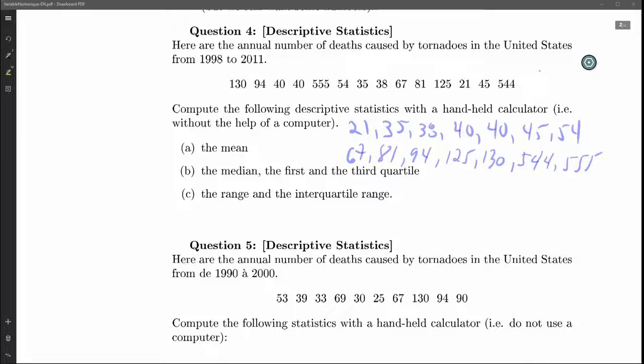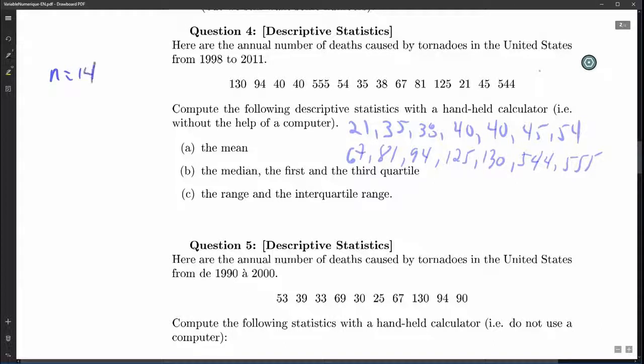Then we determine the number of values. In this case, we have 14. It is important to determine if this is even or odd. 14 is an even number, so we divide 14 by 2. So n divided by 2 gives us 7, and the median is going to fall between the 7th and the 8th position.